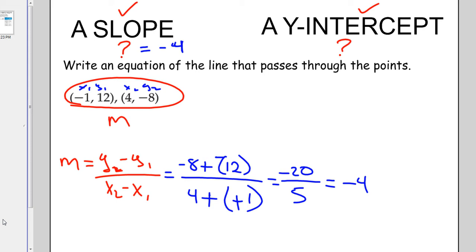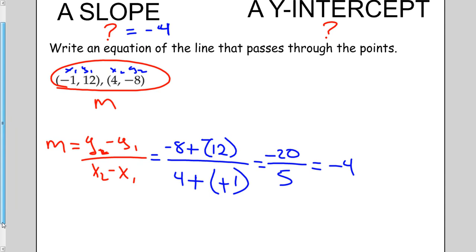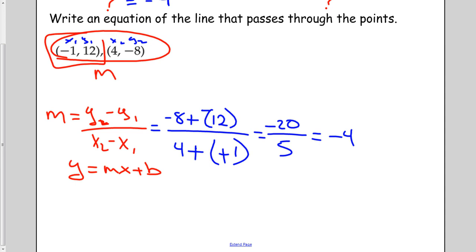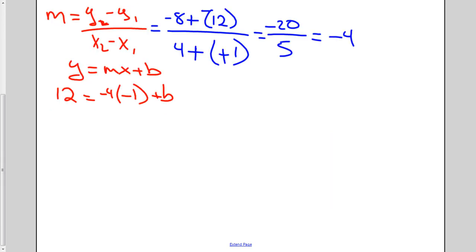And so since my slope is -4, I'm going to take my formula, which is y equals mx plus b, and I'm going to plug in my information. I'm going to start with x1, y1. So I have 12 for y1 is equal to -4 for my slope times, in parentheses, -1 plus b. And now I'm going to solve for b. So I have 12 is equal to 4, because negative times negative is a positive, plus b. I subtract 4 from both sides to do the opposite, or the additive inverse, to get b by itself. And I end up with 8 is equal to b.